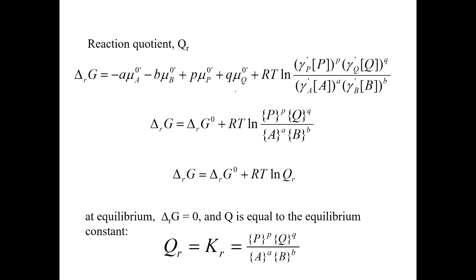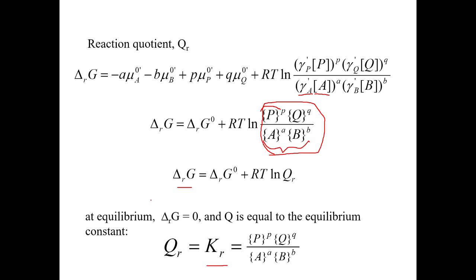So the reaction quotient is this thing. And remember, if we have the concentration multiplied by the activity coefficient, we can write that in this form with these squiggly brackets. The squiggly brackets just refer to the fact that it's concentration times activity coefficient. So this is the activity of product P to the p power times the activity of product Q to the q power, and so on. And this is the reaction quotient. Okay, and when you're at equilibrium, the delta G of the reaction is equal to zero, and the reaction quotient is equal to the equilibrium constant, capital K. So these reactions have equilibrium constants.